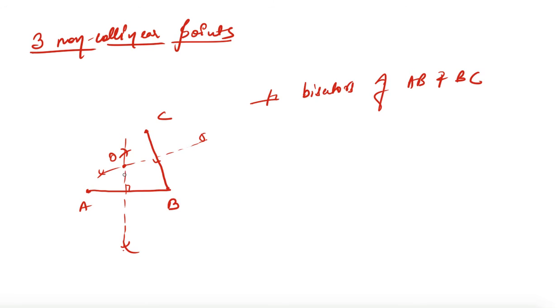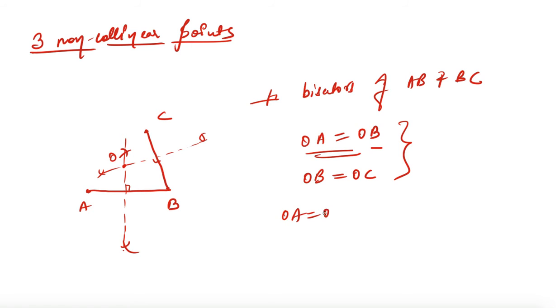Now, can I say that OA is equal to OB? Will OA be equal to OB? Yes, it has to be equal, because every point on the perpendicular bisector of a line segment is equidistant always from its endpoints. So we can say that OA is equal to OB. Now similarly, this is the perpendicular bisector of BC, so I can say that OB is equal to OC. Combining both the equations, I can say OA is equal to OB is equal to OC. Clear?